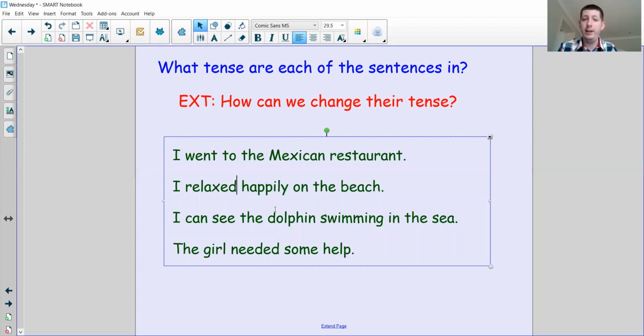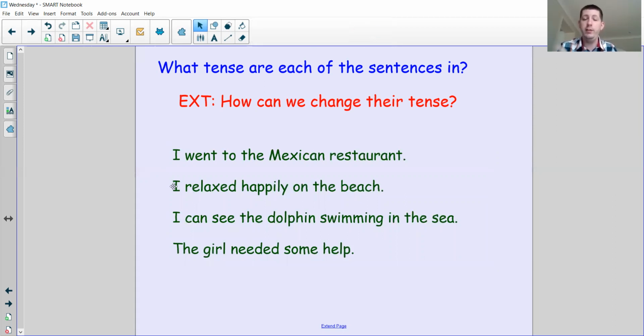relaxed. I relaxed happily on the beach. And that way now, this is now in the past tense. It's something that happened. I relaxed happily on the beach. I'm not doing it now. I did it before. The third one, I can see the dolphins swimming in the sea.